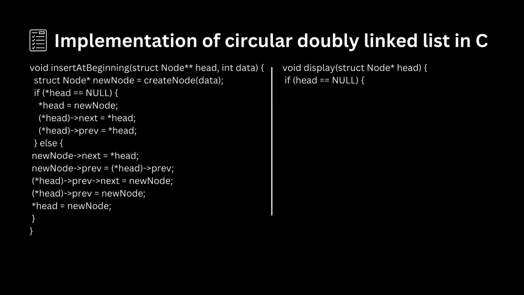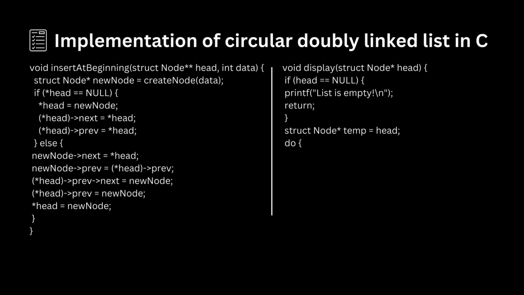This conditional statement checks if the pointer to the head of the list is null, which means the list is empty. If the list is empty, this line prints a message indicating that the list is empty. After printing the message, the function returns, terminating further execution of the function. If the list is not empty, this line declares a temporary pointer temp and initializes it with the pointer to the head of the list. This pointer will be used to traverse the list.